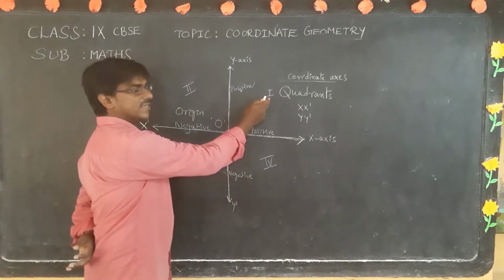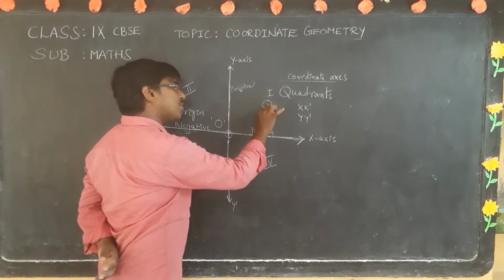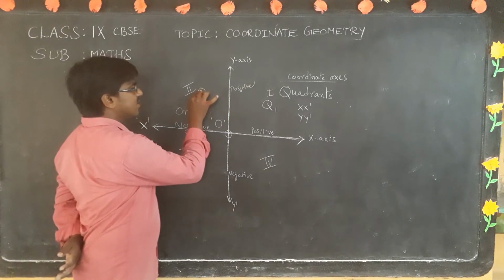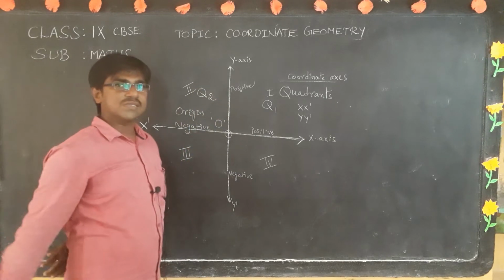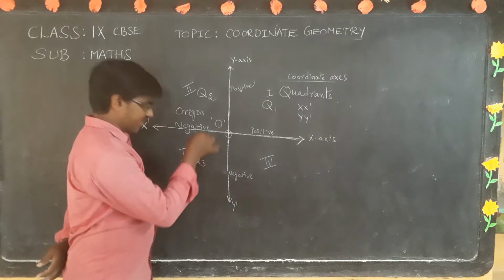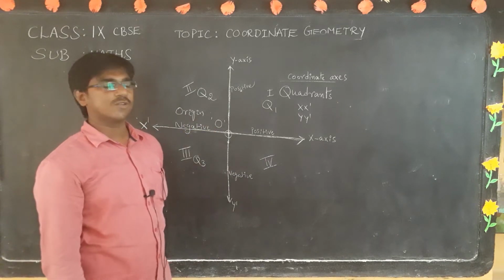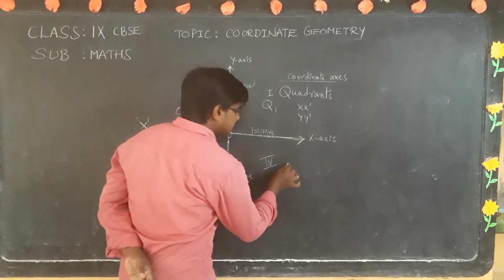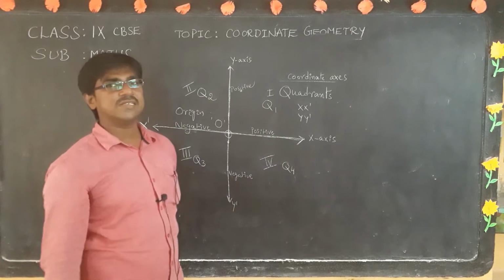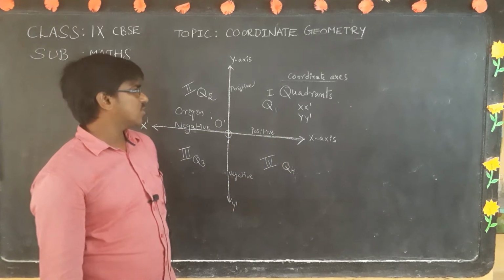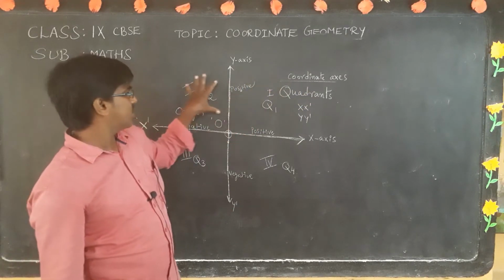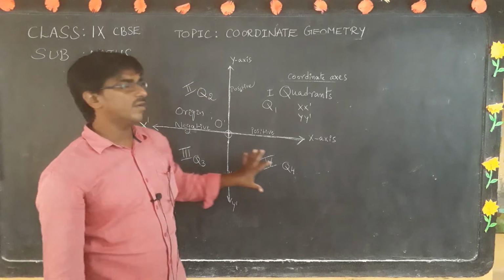This is the first quadrant, which we represent as Q1. Next, this is Q2, the second quadrant. Next, Q3, the third quadrant. And Q4, the fourth quadrant. How many quadrants are there? We have four quadrants: Q1, Q2, Q3 and Q4.